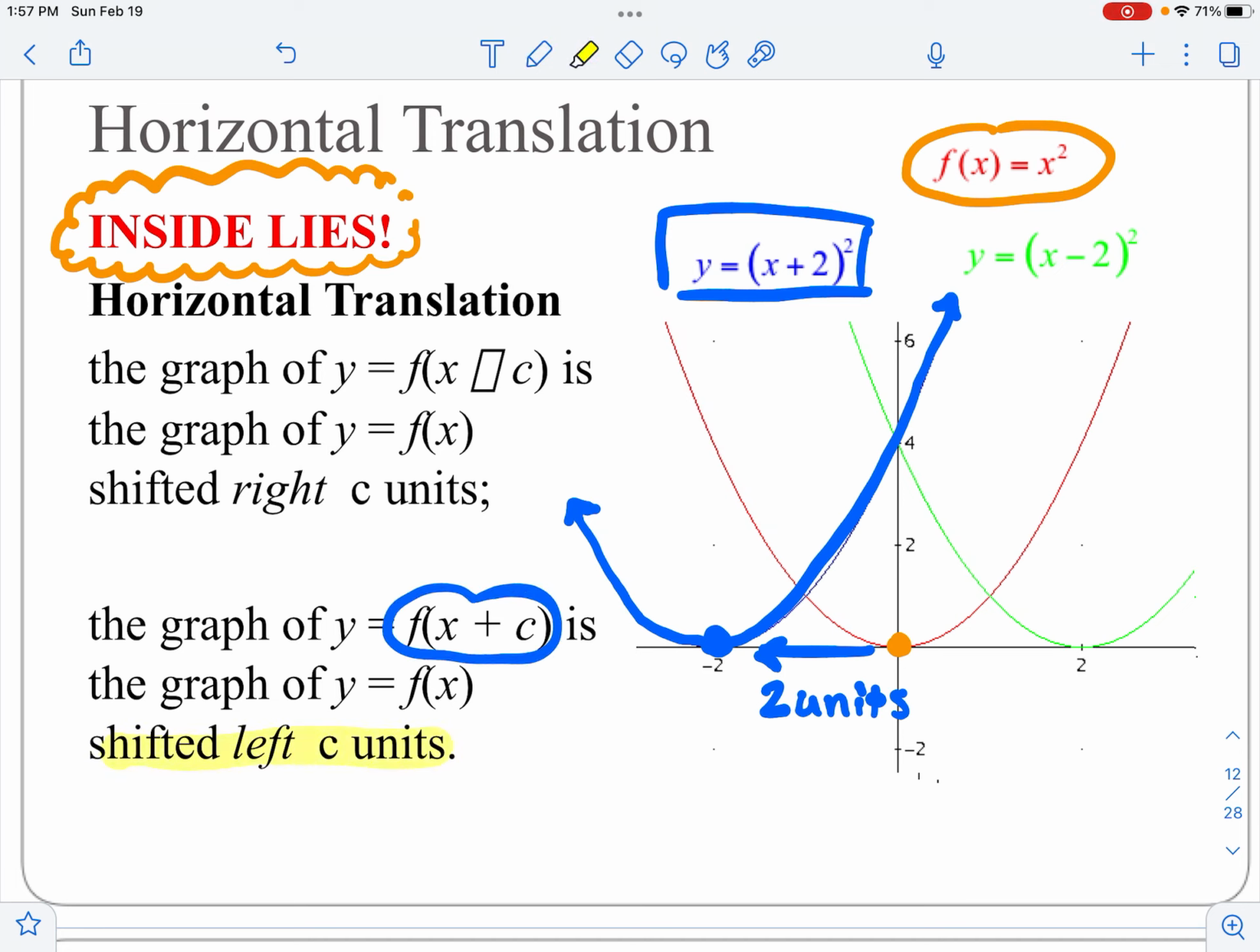Okay, so now let's look at the opposite. So our green function, f of x is equal to x minus 2 squared. So I'm thinking of all of this, right? Something could be x, but it's x minus 2 squared. So I'm taking this normal parabola, y equals x squared, and I'm shifting it to the right 2 units. Right? Everything gets shifted to the right. So anytime we have a minus inside the parentheses, that is going to shift our entire graph to the right that many units.